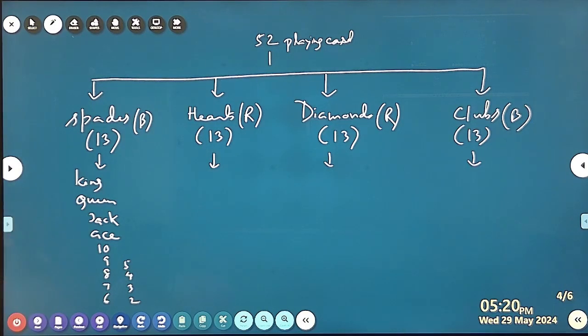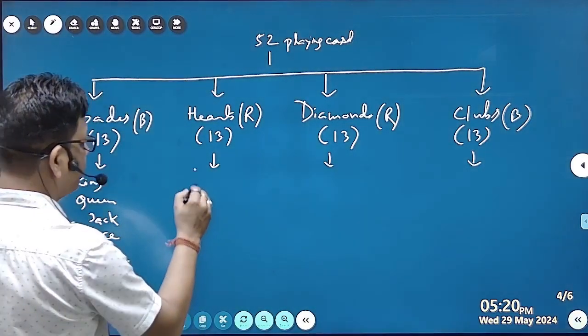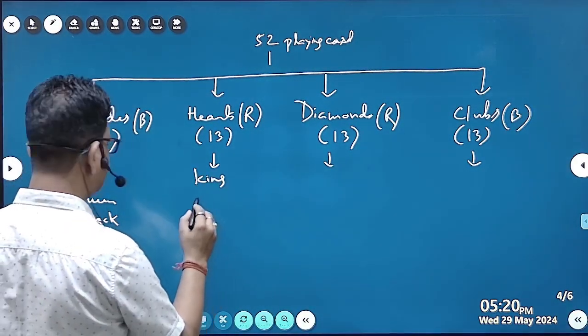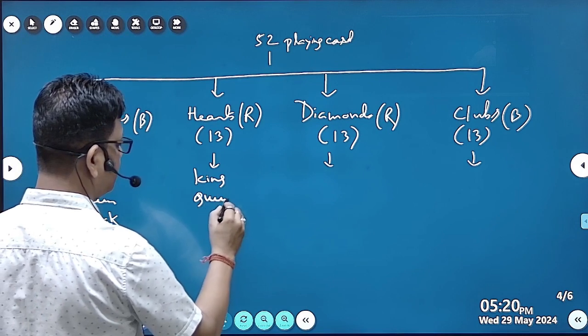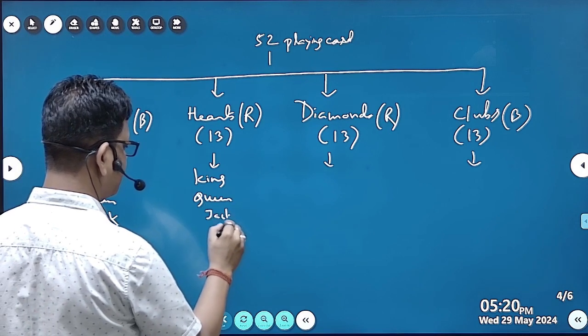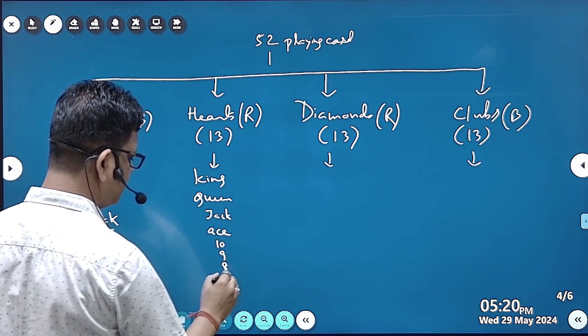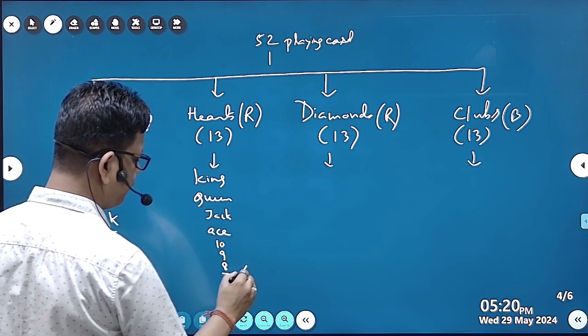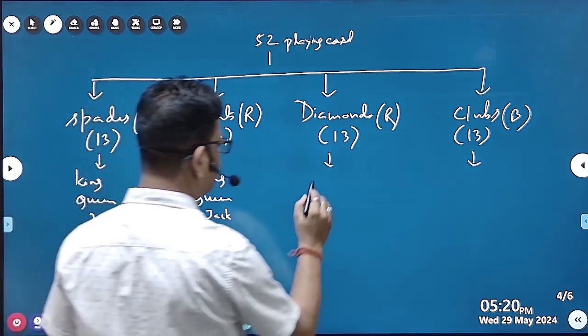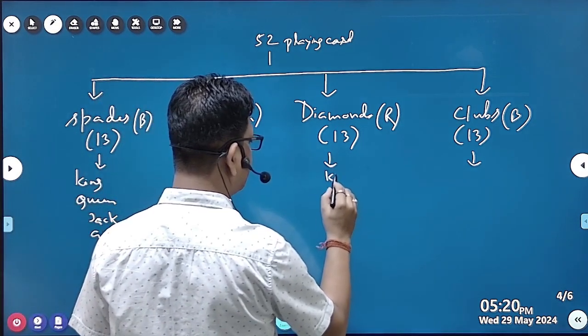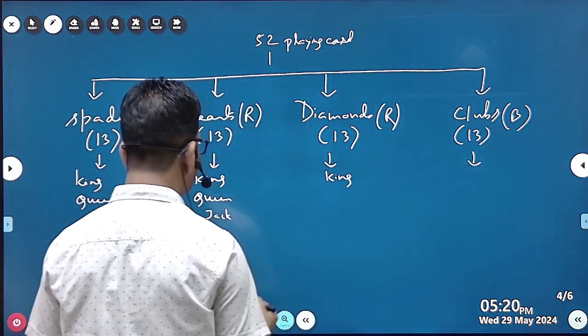Now this is the division for spades. The same division is for the other two also. I am writing here for some reason, just repeating this line. So king, queen, jack, ace card, then 10, 9, 8, 7, 6, 5, 4, 3, 2. The same cards are here, but their colors and their symbols are different.